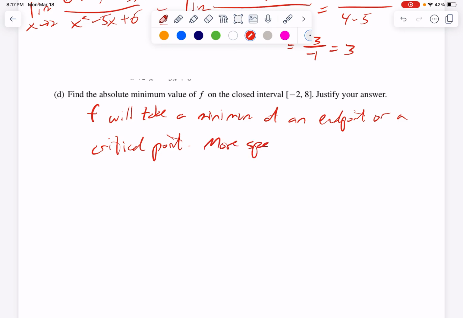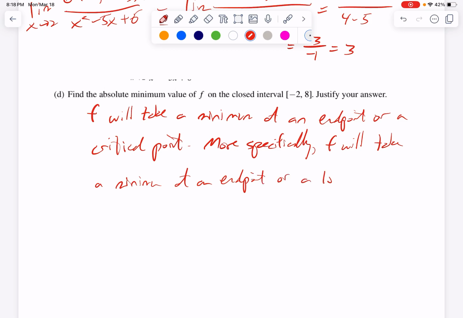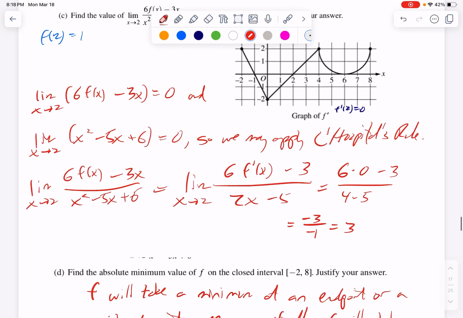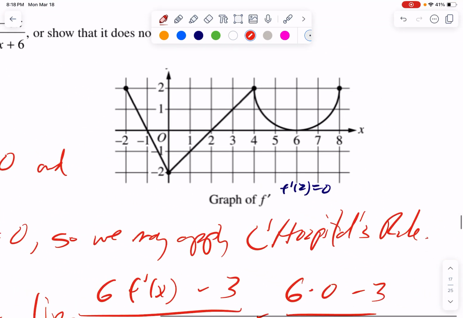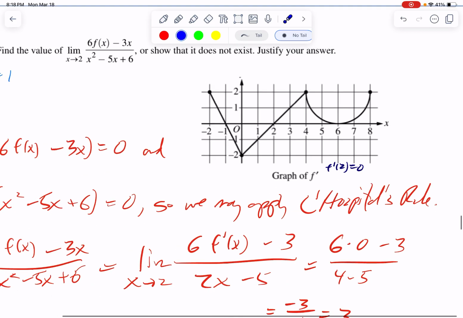You could have just led with this second sentence. More specifically, f will take a minimum at an endpoint or a local minimum. And let's look at the graph again. A local minimum occurs when f prime switches from negative to positive. And we can see the only time f prime, as we go across the graph, switches from negative to positive is at x equals 2.